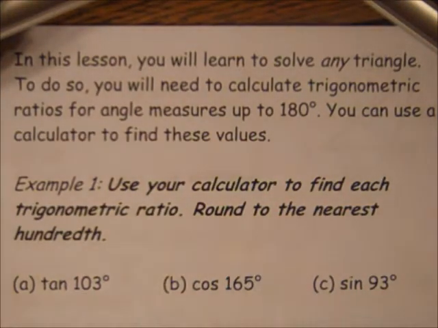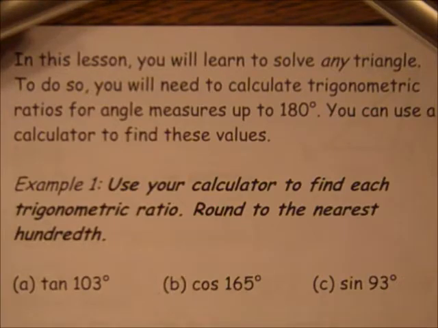Alright, this is your 8-5 video. This is the last lesson for chapter 8. So far when we've been doing trig, we've been limited to right triangles because that's all the basic trig works for. Today we're going to figure out how to work around that rule. There are two things we can do: if we don't have a right triangle, we can still use trig.